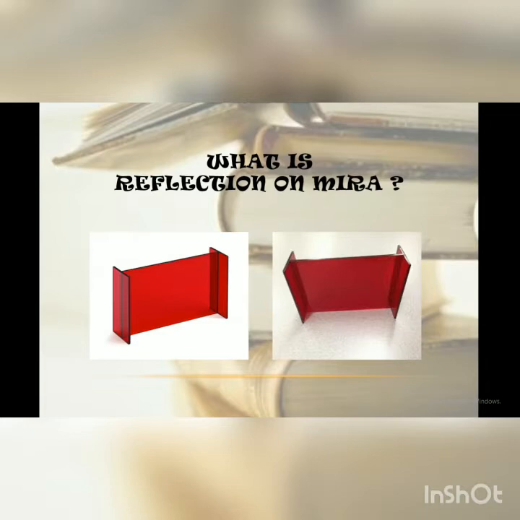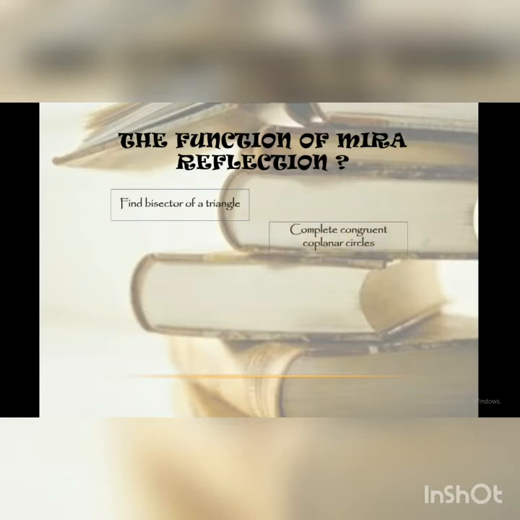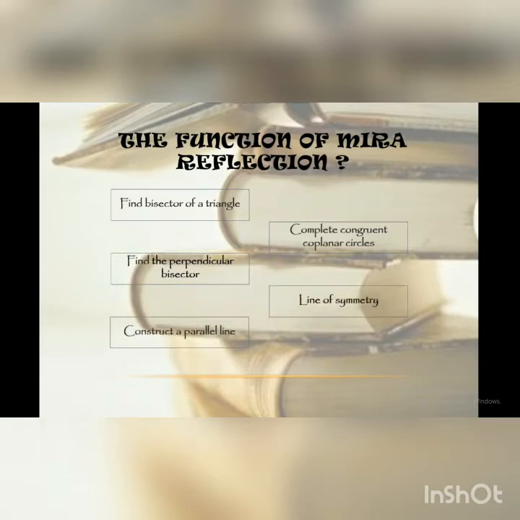The next is the function of mirror reflection. A mirror can also be used to find a bisector of triangle, construct a parallel line, to complete congruent coplanar circle. Using mirror, we can find the reflection of shape, line, and other. Not only find the reflection, but also we use it to find the perpendicular bisector, line of symmetry, and also help you to easily draw the reflection of shape itself.